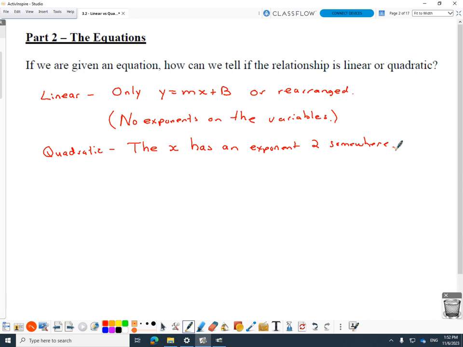Are quadratics going to get difficult? Well, yeah. As the chapter goes along, they will. But here, not too bad.